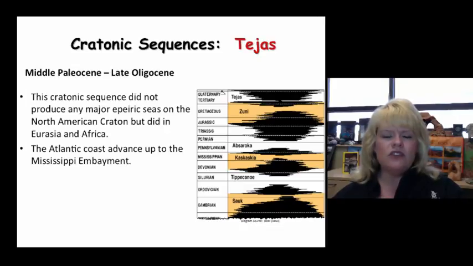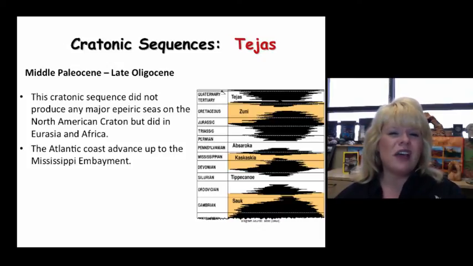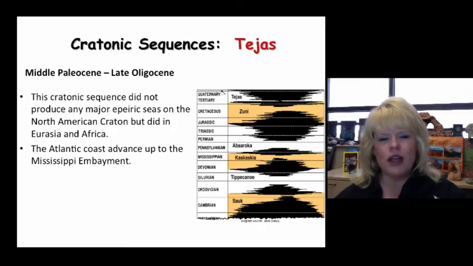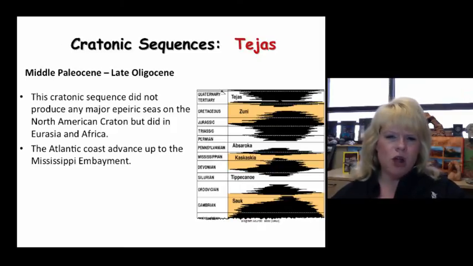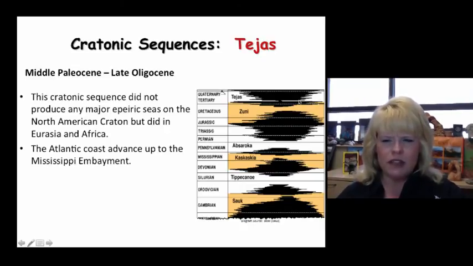The youngest and shortest of all of the cratonic sequences is the Tejas. I say shortest in terms of time. It provided us some extensive, economically important resources, so we can't discount its credit. In other parts of the world, it laid down thicker sequences than it did in North America. This produced the smallest epeiric sea on the North American craton. You can see that by how big the black is and how far it extends on either side of the Cordilleran and Appalachian Mobile Belt.